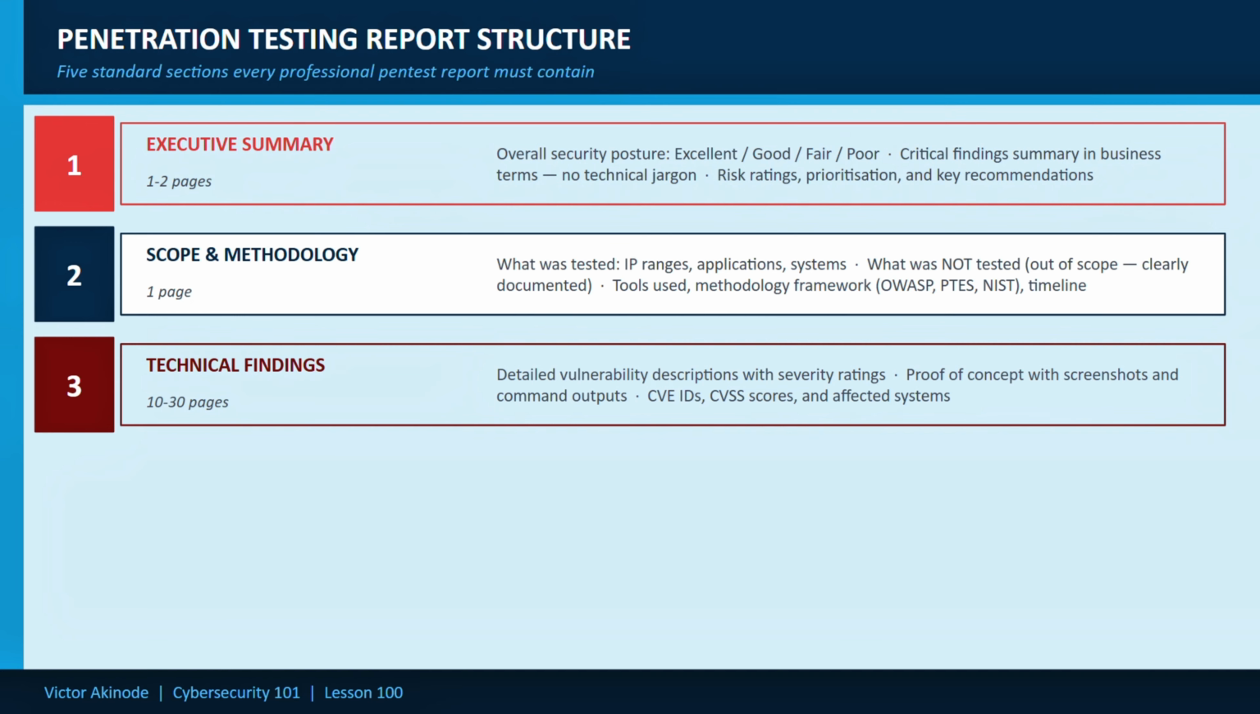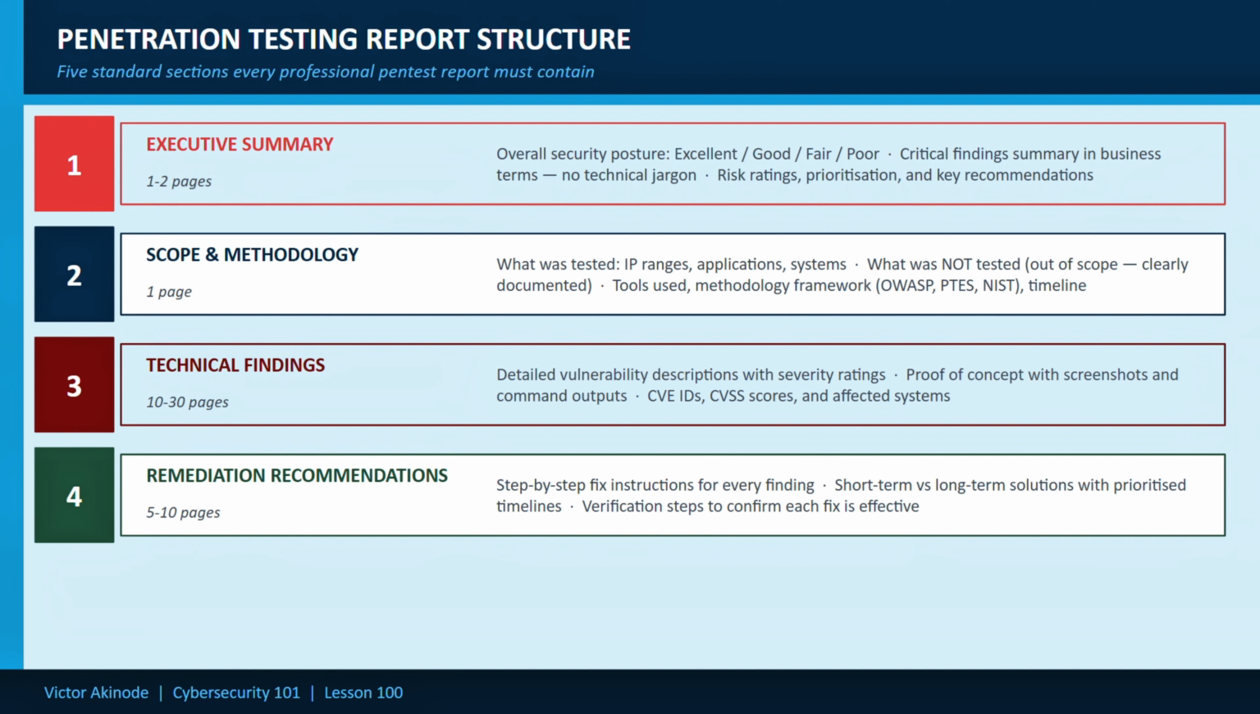The third section is technical findings. Typically, this is just like 10 to 30 pages. It contains detailed vulnerability descriptions with severity ratings as critical, high, medium, or low. It includes proof of concept with screenshots. And here you list affected systems and services. Lastly, you reference CVE IDs and CVSS scores where applicable.